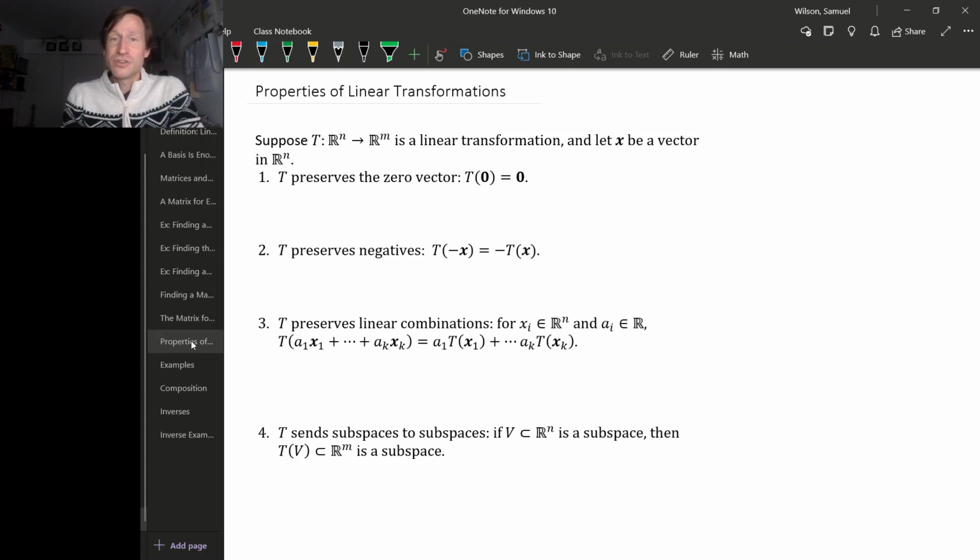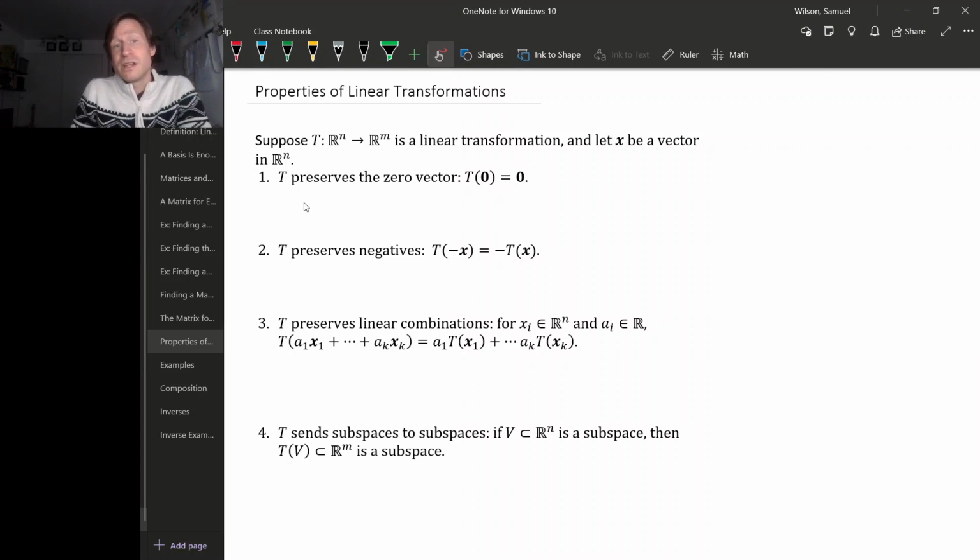Linear transformations are pretty fundamental objects in linear algebra. Linear algebra really is vector spaces and linear transformations. Everything else sort of flows from those two sources. So it's worth it to know some basic properties about linear transformations, just so you know how they behave.